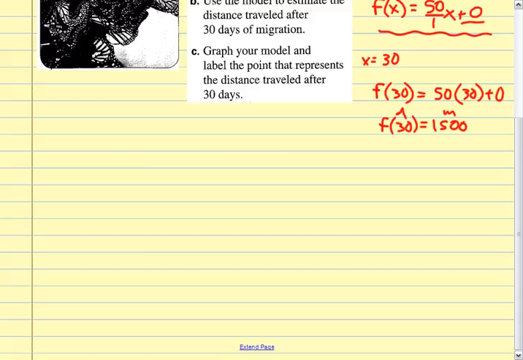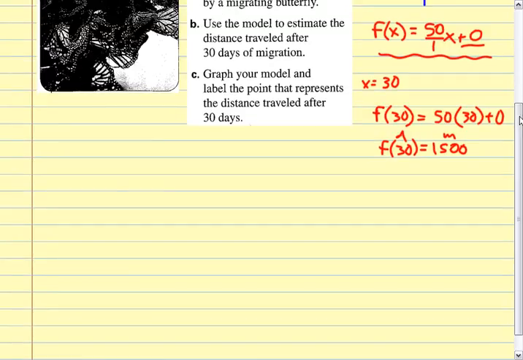Okay, folks, that last one sort of ran out on us. And what part C is asking us to do, it says graph your model and label the point that represents the distance traveled after 30 days. Okay? Well, let's go back up here for just a minute. This is the model that Kyle came up with for us.